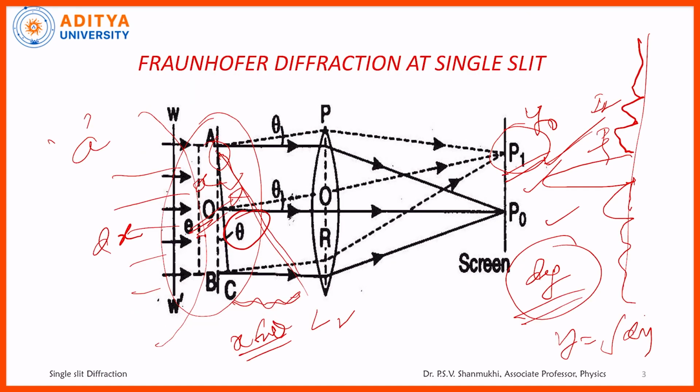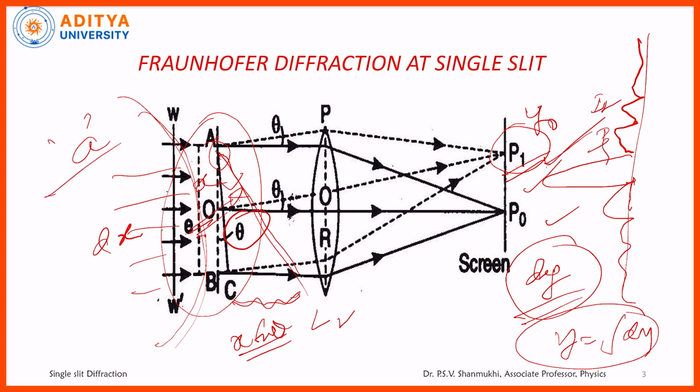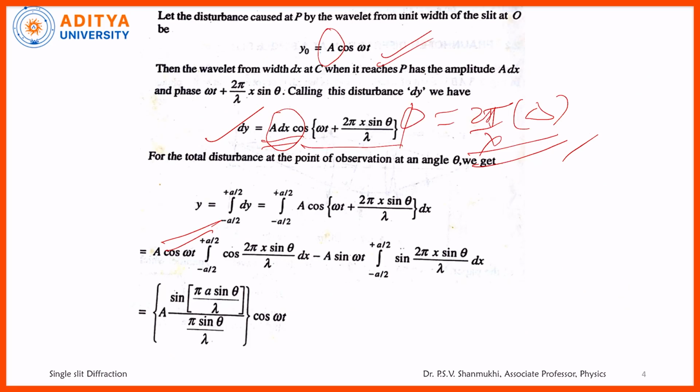I want to get the total displacement due to the entire wavefront. What is the total displacement? Y is equal to the integral of dy. What are the integration limits? The width of the slit is given by small a, so I divide it from minus a by 2 to plus a by 2. Automatically the limits are integral from minus a by 2 to plus a by 2 of dy.